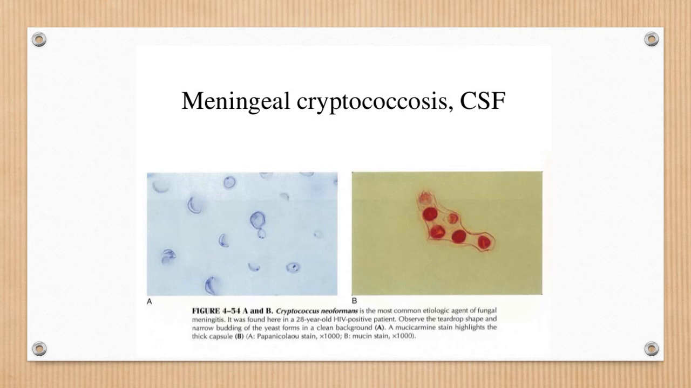So this is another picture showing you the Cryptococcus neoformans with the typical CSF appearance. This is another patient who is a 28-year-old HIV positive patient, and you can see here the teardrop appearance, which is very typical of Cryptococcus neoformans, and this happens at the very beginning of the formation of the bud. In B, you see a different type of stain, which is going to again highlight the capsule here, and it's a red stain or a mucin stain.